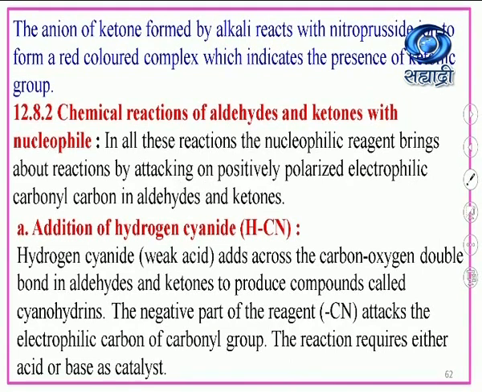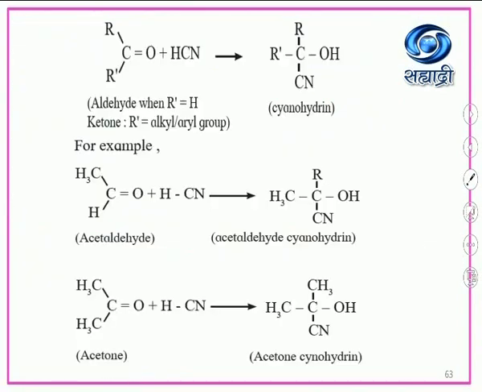The reaction requires either acid or base as a catalyst. So directly we'll see the reaction. This is the ketone, R C double bond O R dash, where R and R dash are different alkyl groups, plus HCN, hydrogen cyanide. It gives R dash C bond CN bond OH. It is known as a cyanohydrin.